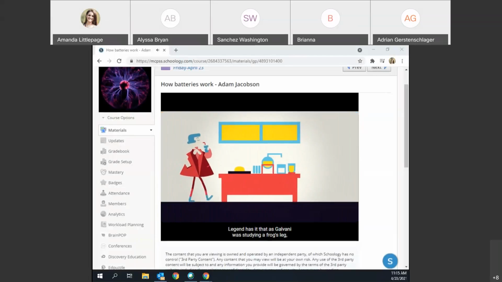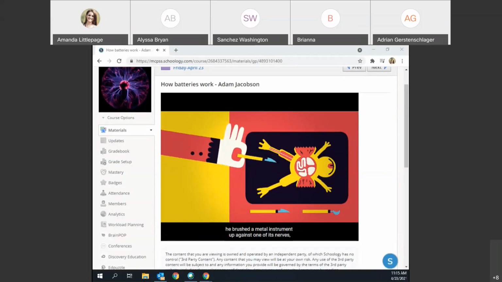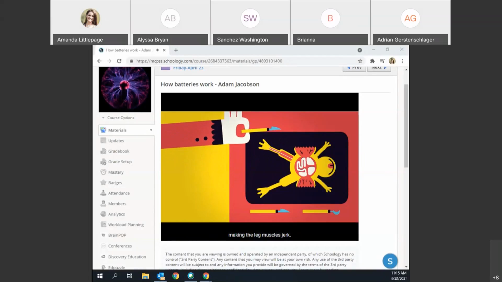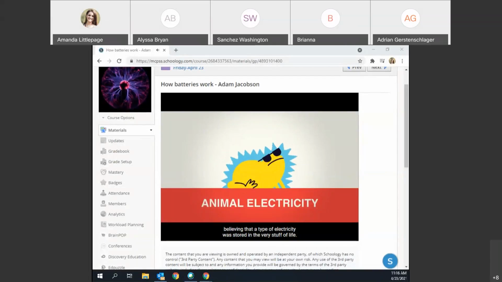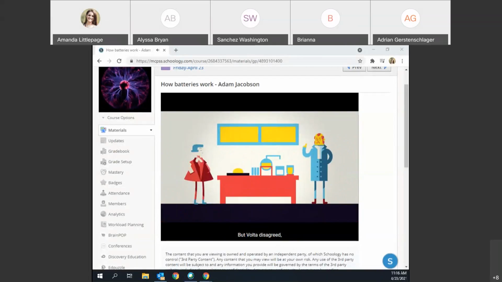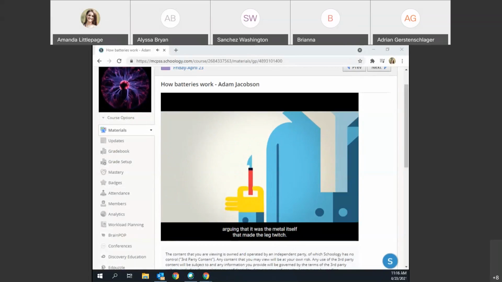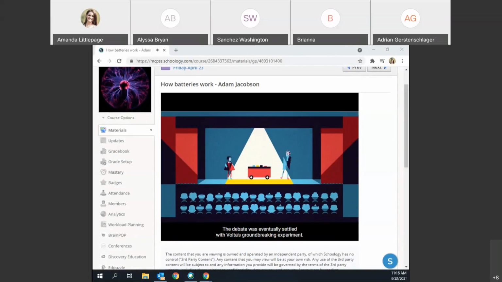Legend has it that as Galvani was studying a frog's leg, he brushed a metal instrument up against one of its nerves, making the leg muscles jerk. Galvani called this animal electricity, believing that a type of electricity was stored in the very stuff of life. But Volta disagreed, arguing that it was the metal itself that made the leg twitch. The debate was eventually settled with Volta's groundbreaking experiment.